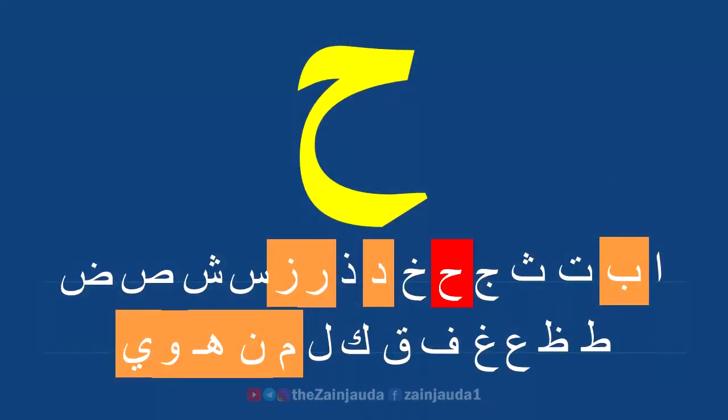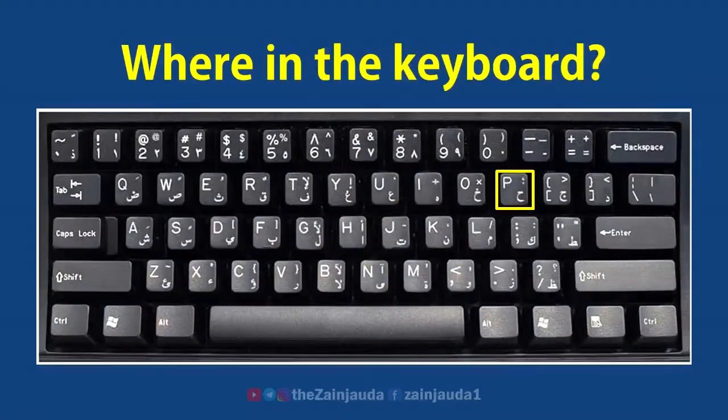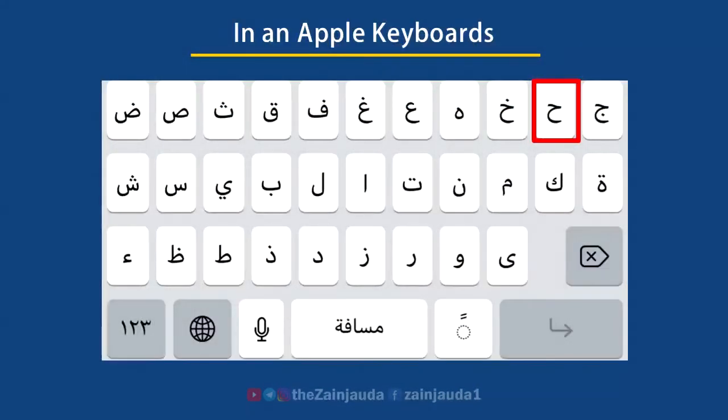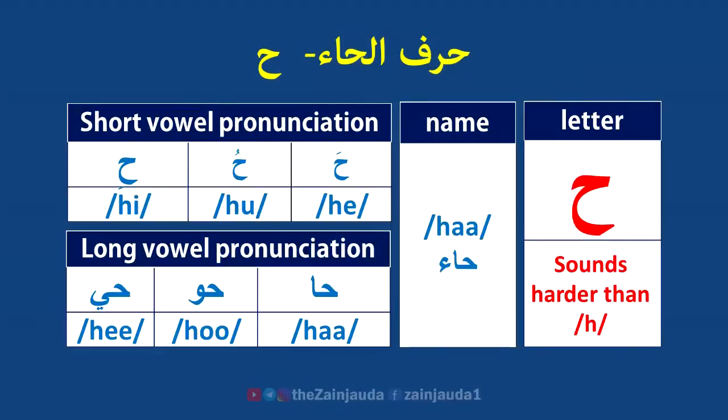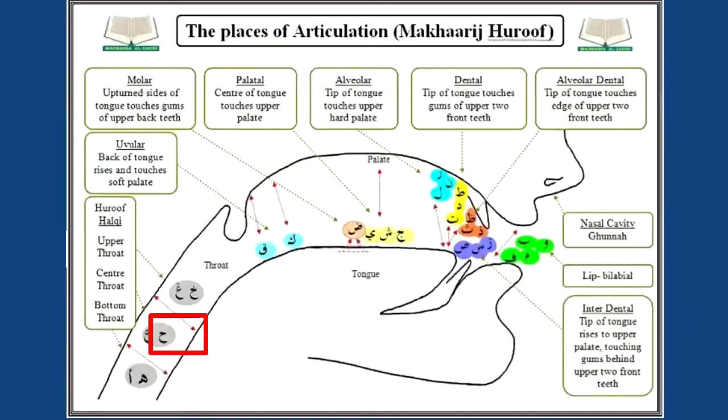Our second letter for today is ha. Ha is the 6th letter in the Arabic alphabet. In a keyboard it is found with P. In an Apple it is found in the first row, and in an Android it is in the same position. Ha has no equivalent in English pronunciation, so we need to check its place of articulation in the diagram in order to know how to pronounce it.